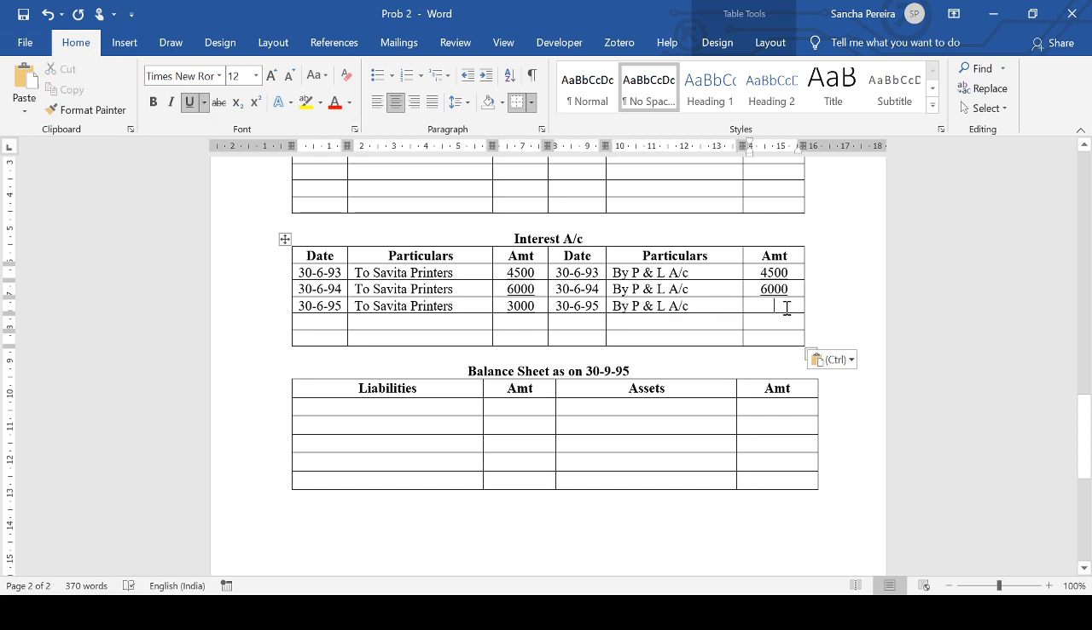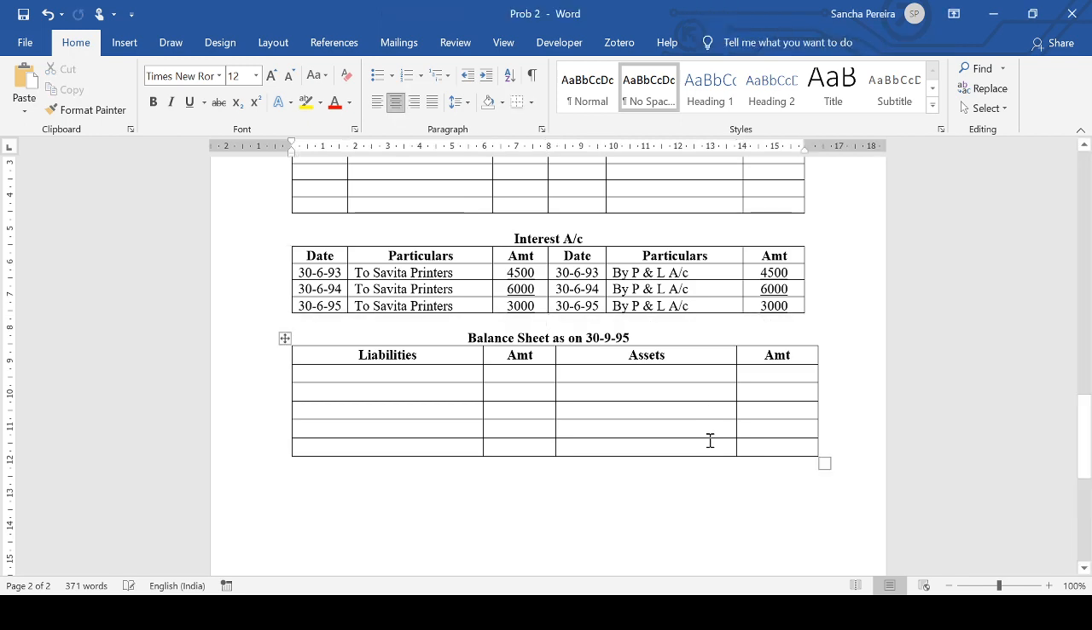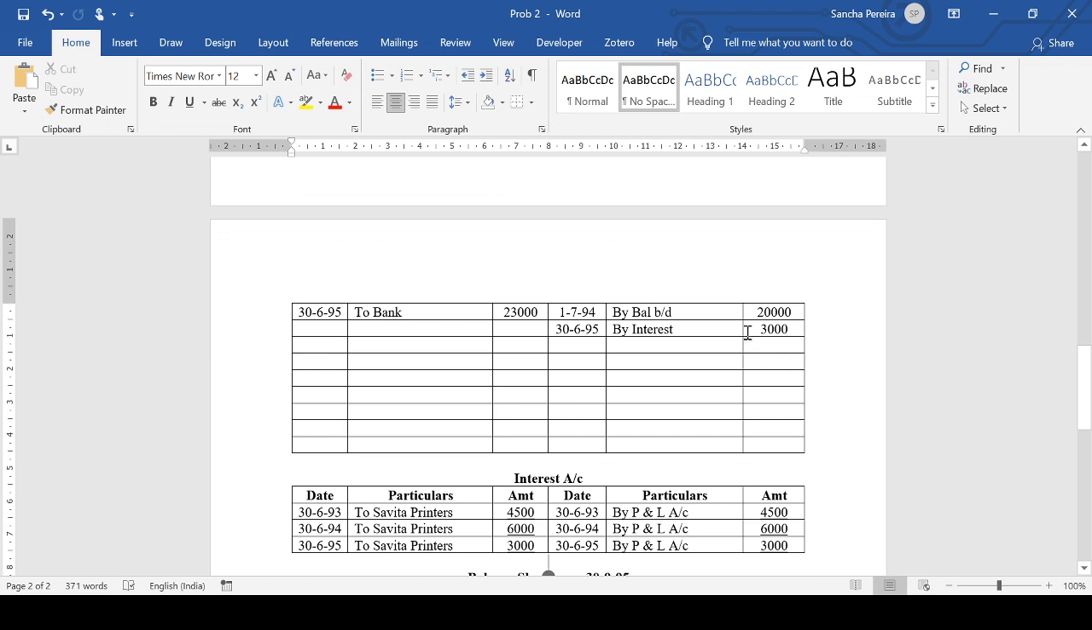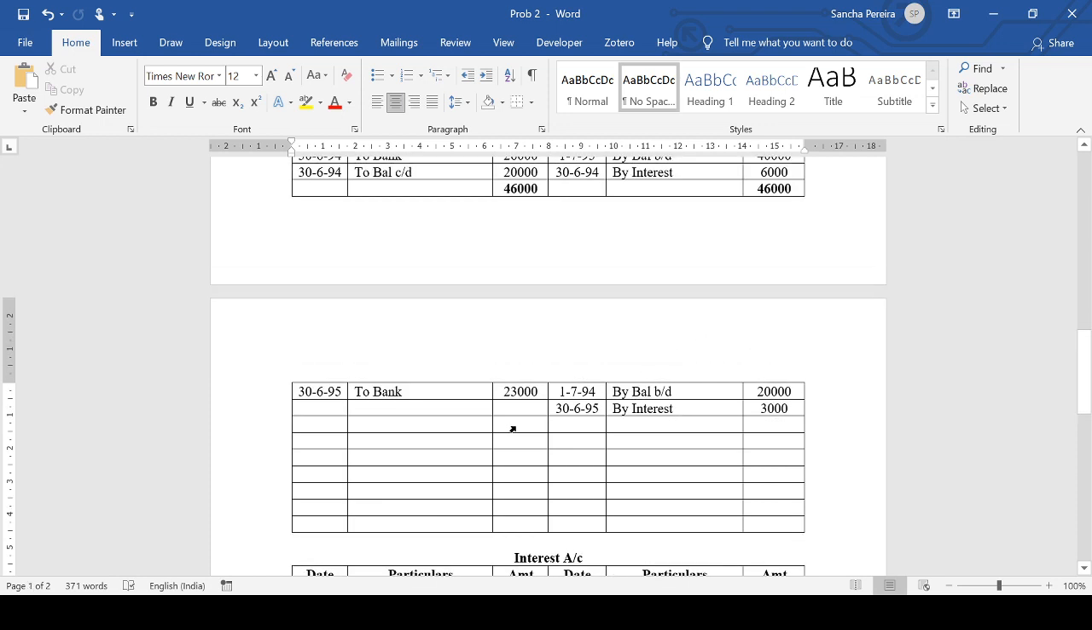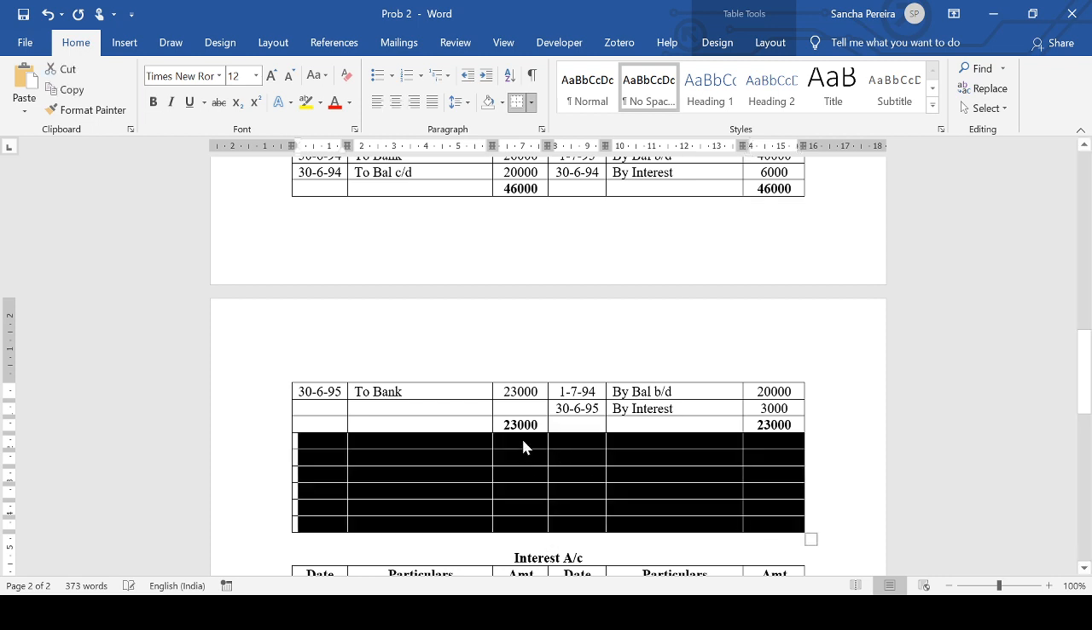The amount is 3,000. So this account has already been closed. The last year, so we don't need any more rows here. Then move to this account, close this account. Like I said, the last problem in the last year, it will tally. So you have a total here of 23,000. This side also you have a total of 23,000. Okay. We don't need all these extra rows.